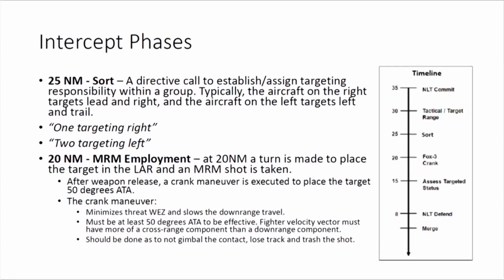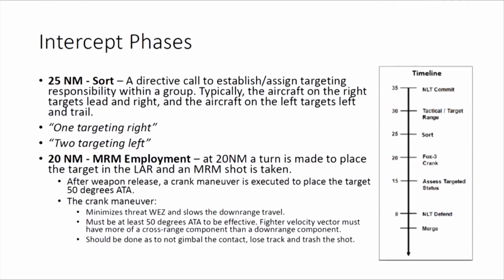Now, what that does is a couple of things. It keeps the target locked so that your missile can get targeting information until it goes pitbull. It minimizes the weapon engagement zone that you give the threat, right? It slows the downrange travel, right? It denies a perfect shot to the bandit. It's got to be at least 50 degrees to be effective.